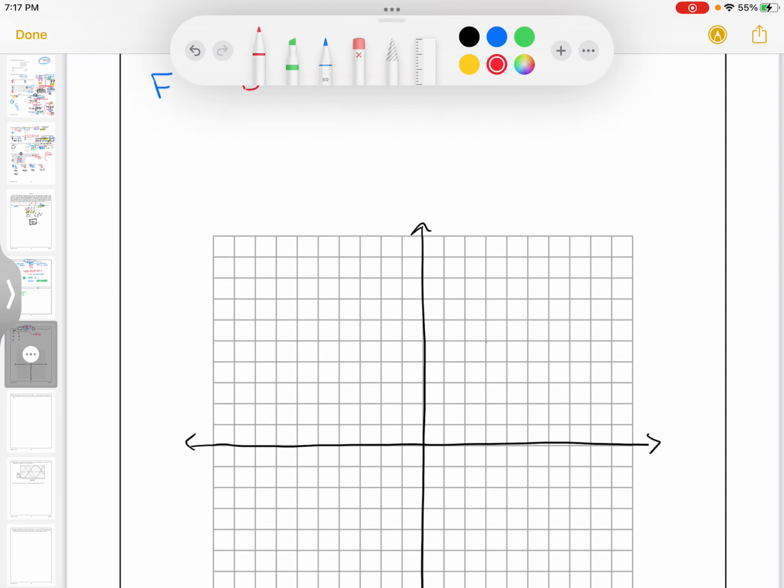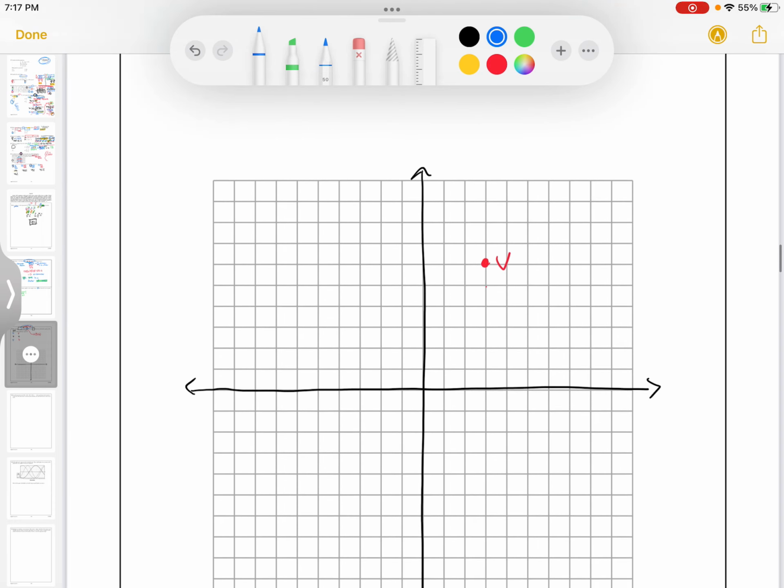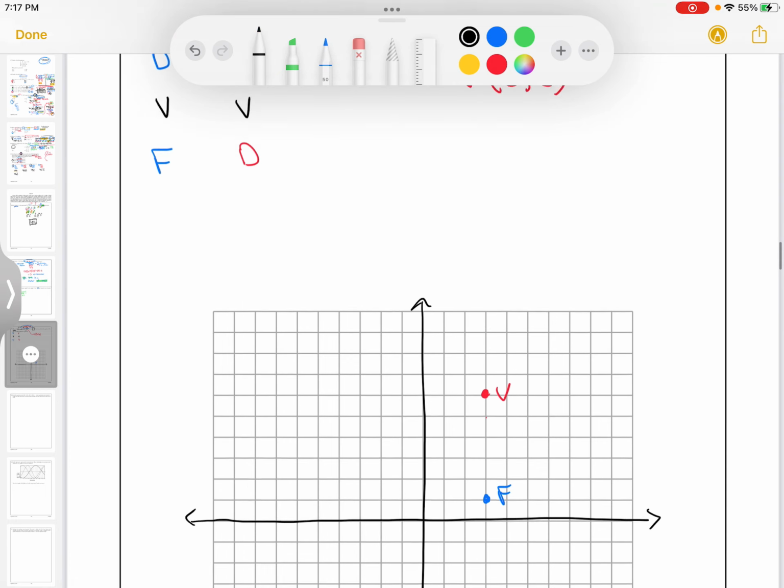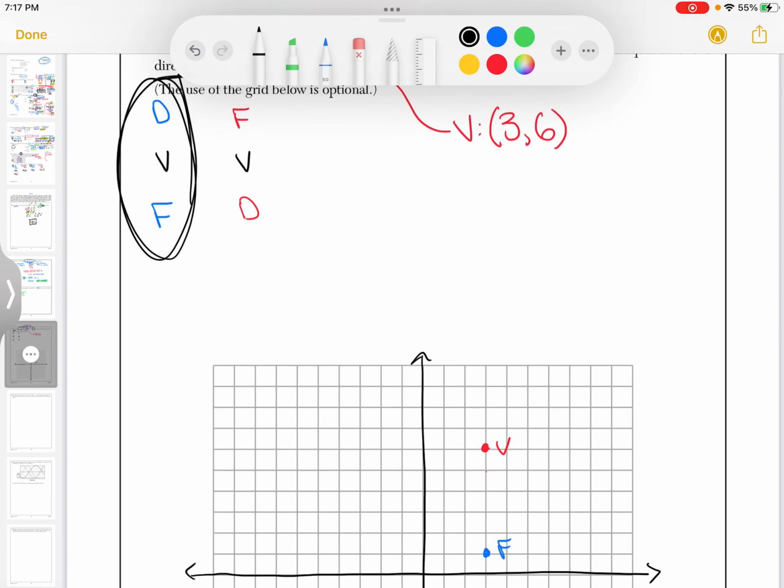Okay, so I'm going to plot 3, 6. It's right here. That's my vertex. The focus is 3, 1. So I go right 3, up 1. This is the focus. Now, if it's got the focus beneath it, it's going to be more like this situation. And I've already plotted the focus. I've already plotted the vertex.